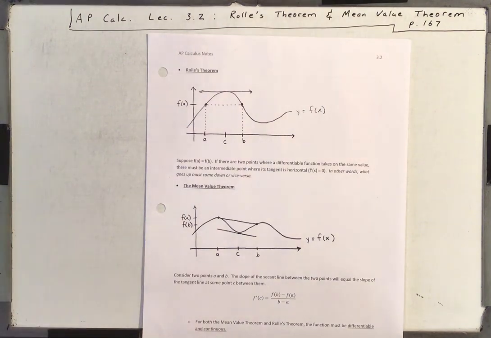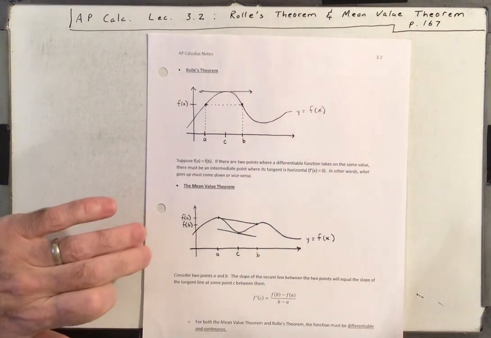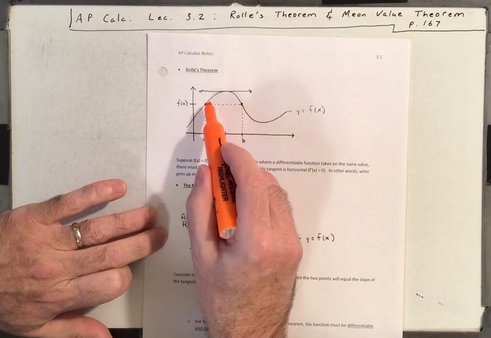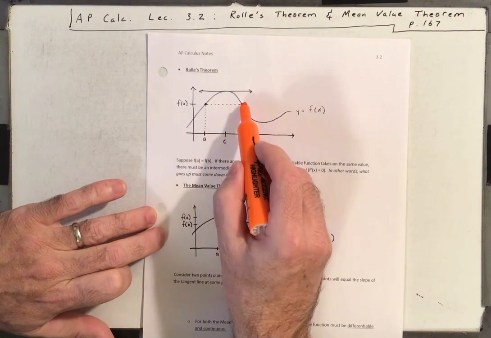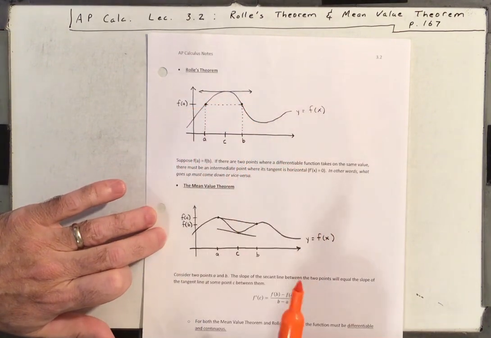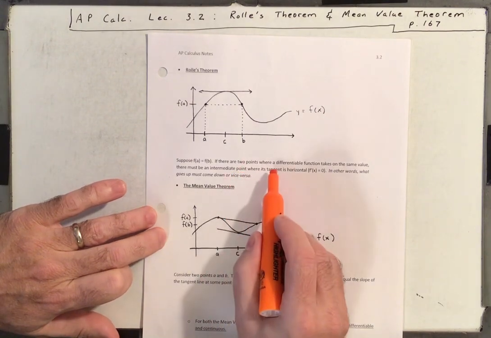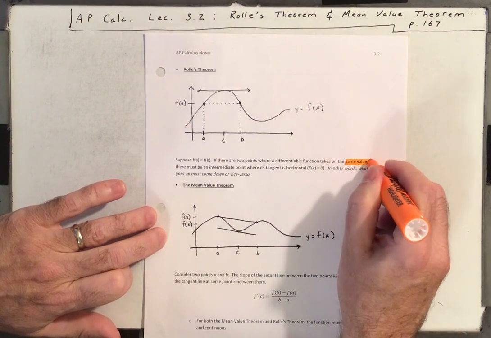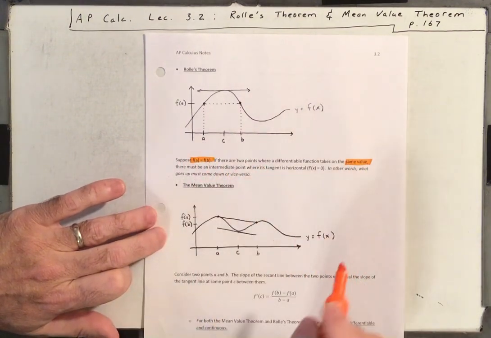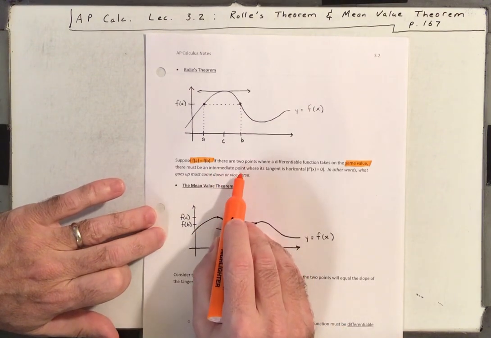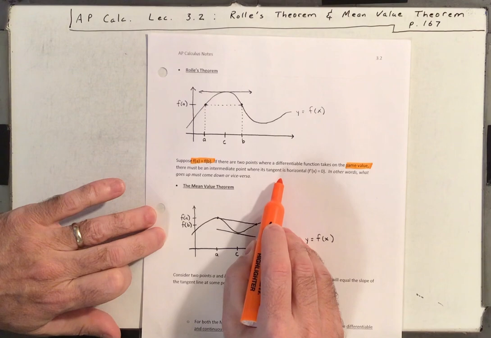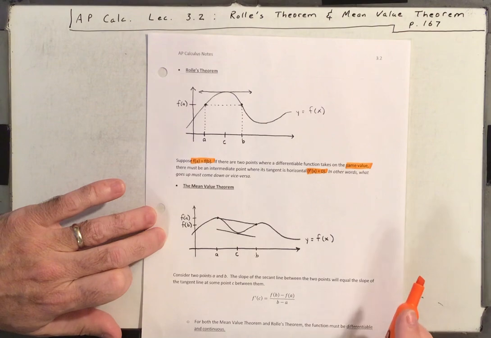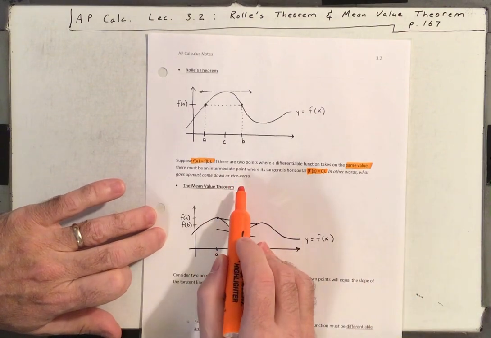First of all, Rolle's theorem states that suppose f of a is equal to f of b. So when x is a, you have f of a. When x is b, they equal each other. So they're the same height. If there are 2 points where a differentiable function takes on the same value, all right, so f of a is equal to f of b, there must be an intermediate point where its tangent line is horizontal. So f prime of x has to equal 0. In other words, what goes up must come down, or vice versa.